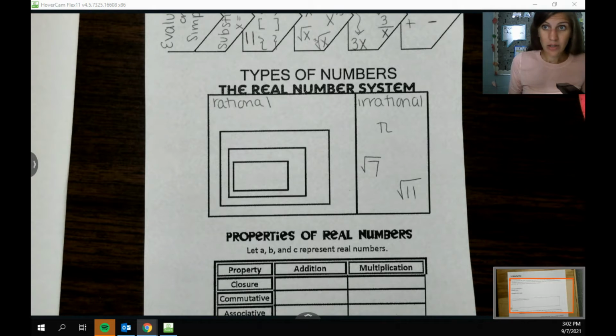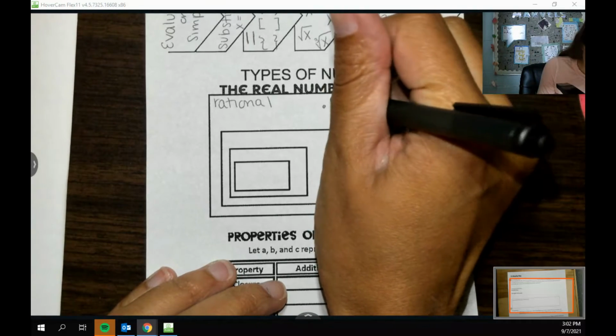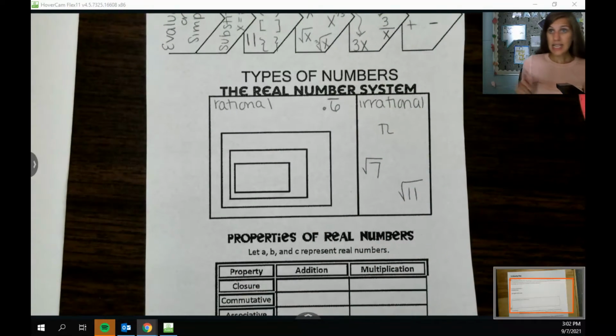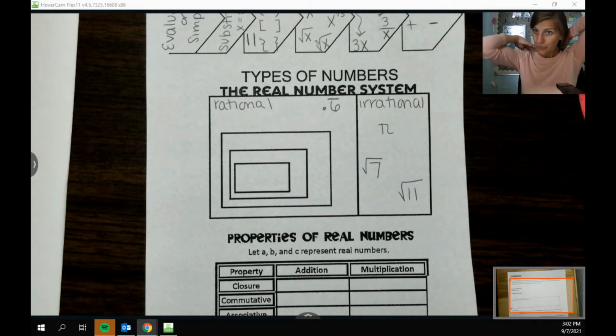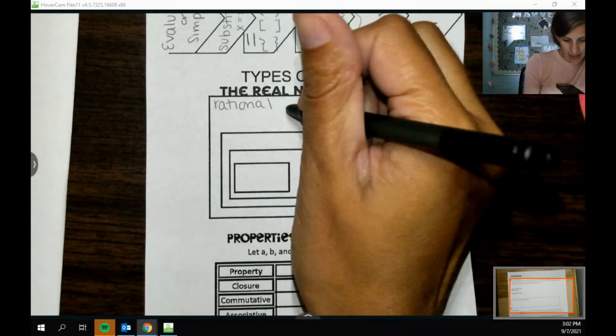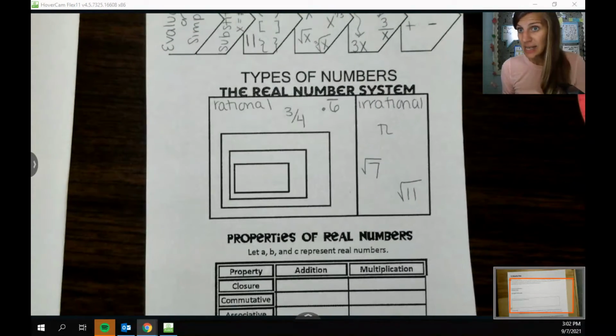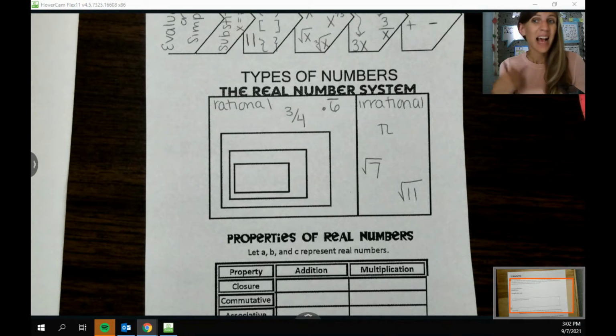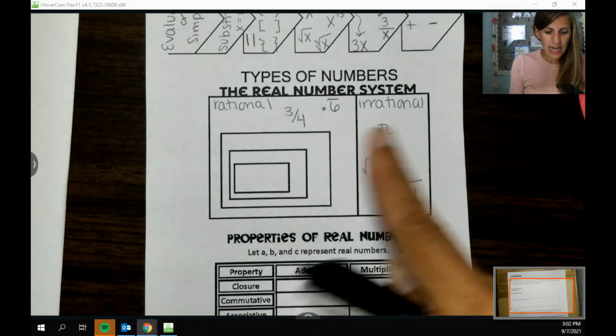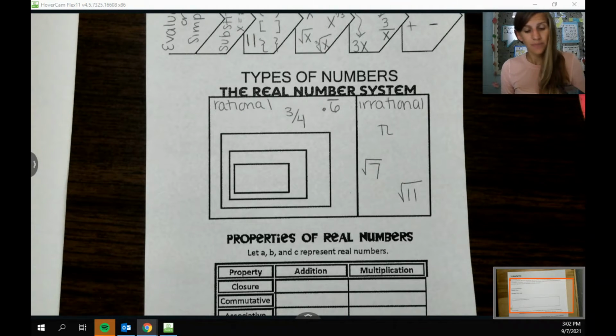Now, rational numbers are numbers that do end or repeat. And so maybe a good example of that right off the top is something like 0.6 repeating. That's a decimal that repeats forever. Or something like 3/4, that is a decimal that ends. It's 0.75. I just kind of prefer it as a fraction. So really rational is fractional, and anything can be written as a fraction except for irrational numbers.